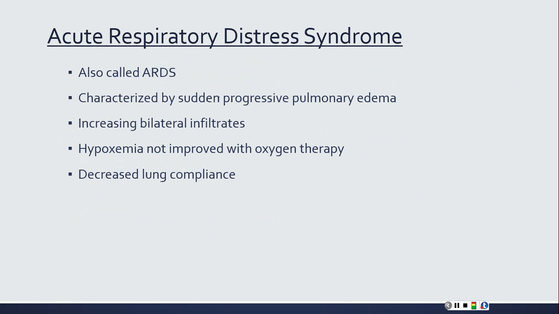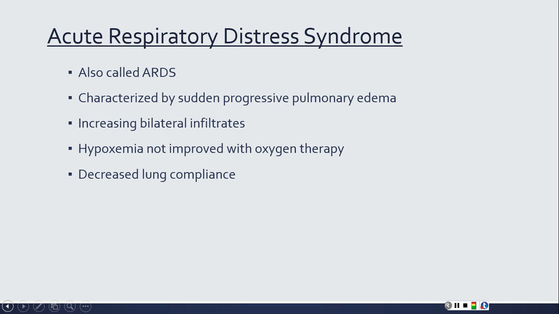All right, so now we're going to talk about how the respiratory failure has progressed into an issue known as acute respiratory distress syndrome, also known as ARDS, characterized by sudden progressive pulmonary edema, causing increased bilateral infiltrates, and also hypoxemia that is not improved with oxygen therapy. Okay, so we have diminished blood oxygen levels. We give oxygen, and it's not improving things. Okay. We've also got decreased lung compliance.